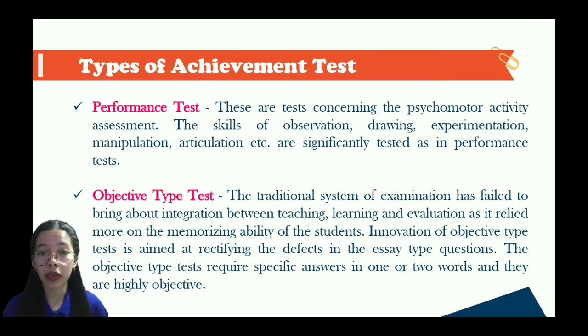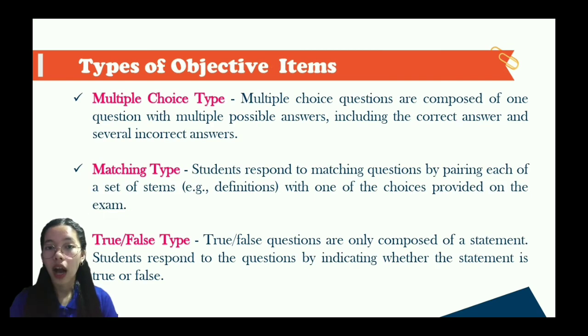And this test enables the student to become thorough in the subject matter, and it is also educative for the students as they are more interested in answering this type of test. Under objective type test, there are 5 types of objective items, which are the multiple choice type, matching type, true or false type, completion type, and analogy type.